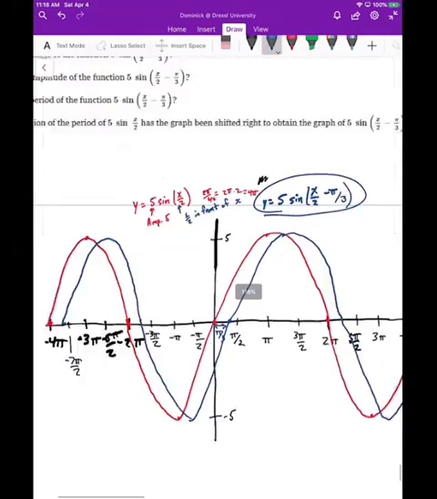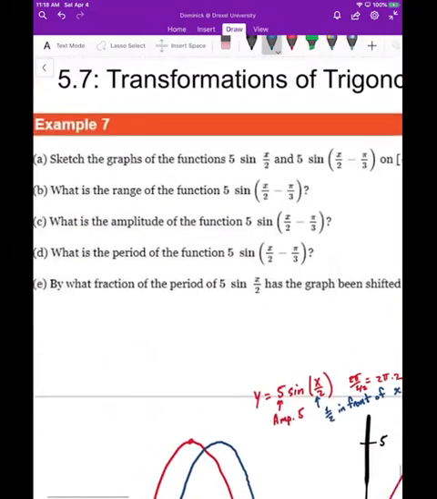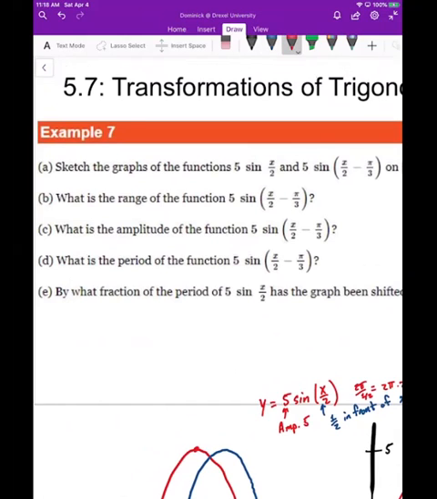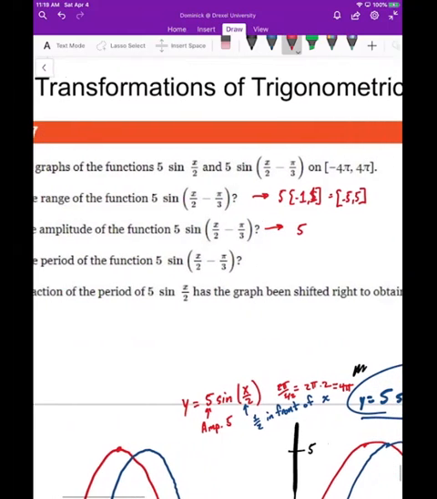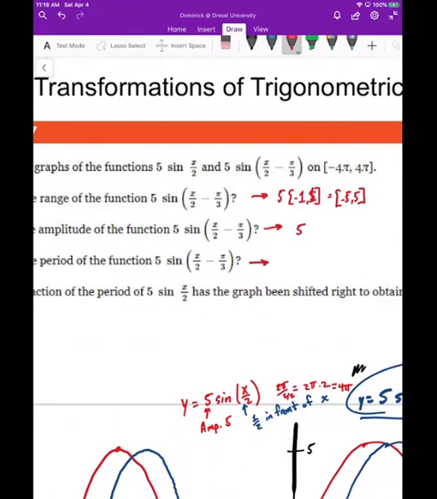Now we want to know what is the range of the function 5 times sine of x over 2 minus pi over 3. And of course, we're taking something that is between -1 and +1 and multiplying it by 5. So that range is -5 to 5. Right? Of course, what's the amplitude? It's the number that's sitting in front, so that's 5. What is the period? Well, we looked at the number in front of the x, which was 1/2, and we said that was 2 pi divided by 1/2, which is 4 pi.